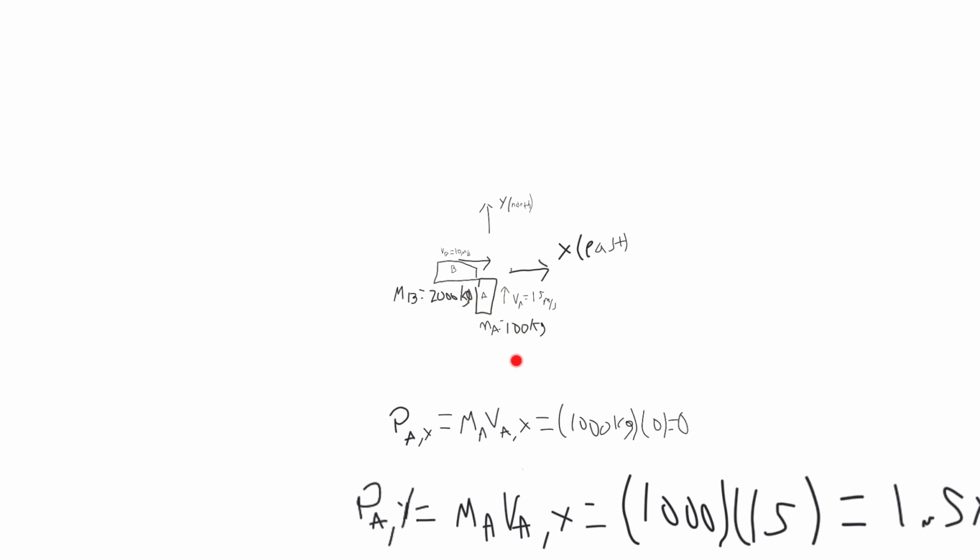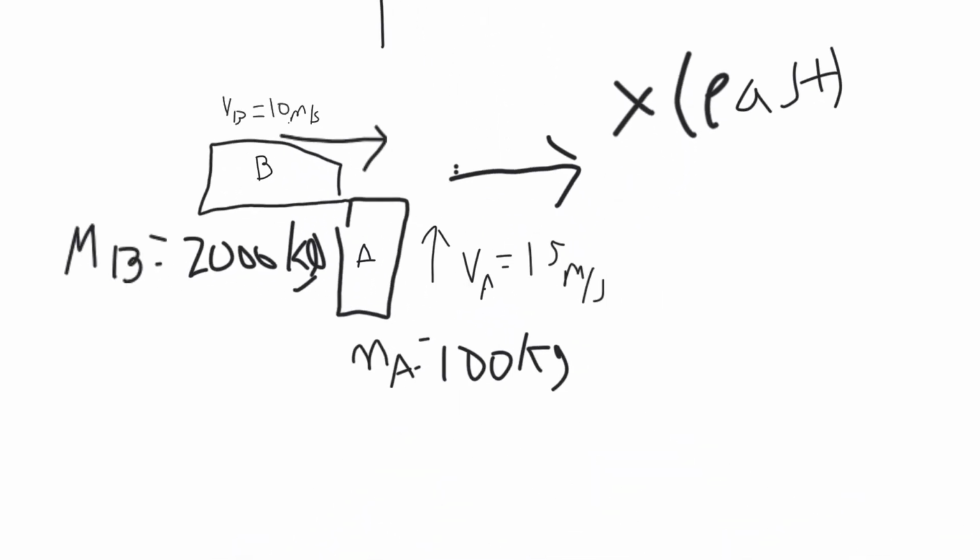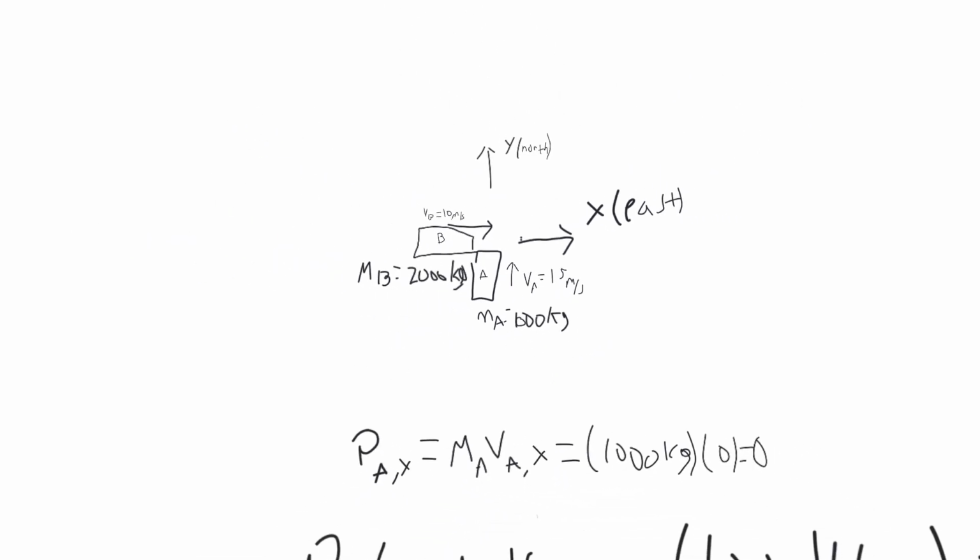Car A had a mass of 1,000 kilograms. My apologies, it's supposed to be 1,000 kilograms. Car A has 1,000 kilograms, and it has a velocity of 15 meters per second.